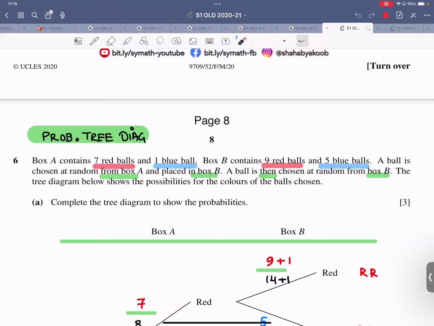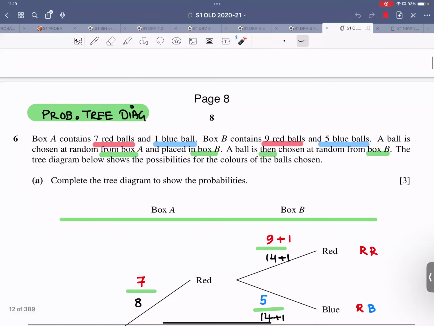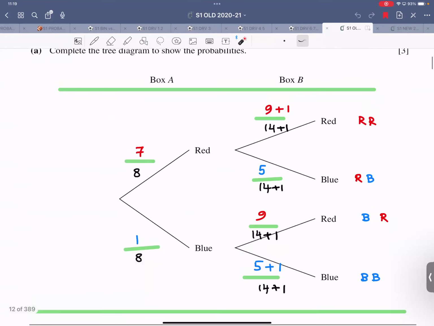Now the question says, box A contains 7 red, 1 blue ball. Box B contains 9 red, 5 blue balls. A ball is chosen at random from box A and placed in box B. So you have seen some questions like these before. A ball is then chosen at random from box B. The tree diagram below shows the possibilities for the colors of the balls chosen. Complete the tree diagram and show the probabilities.